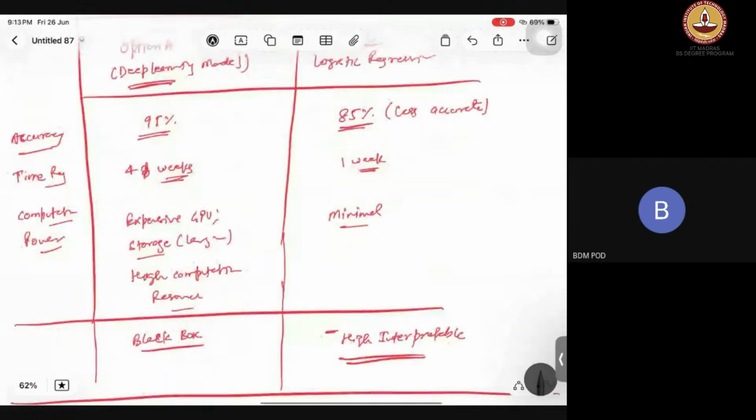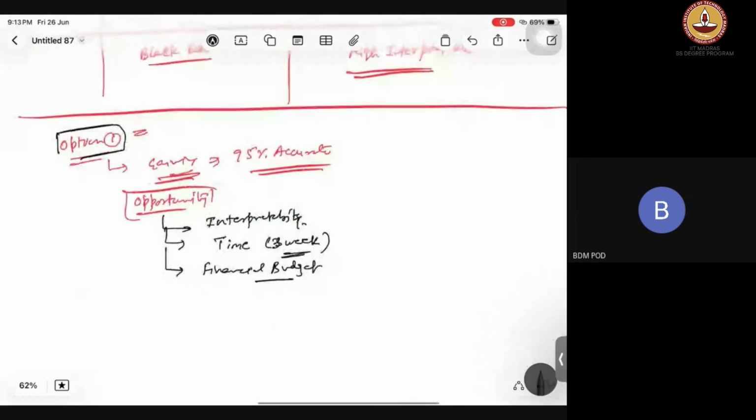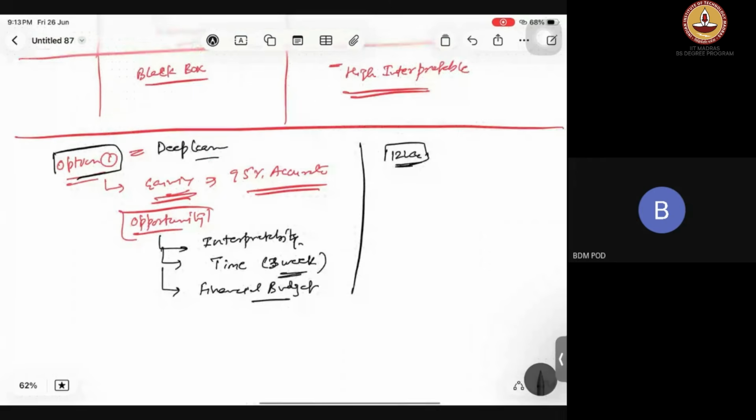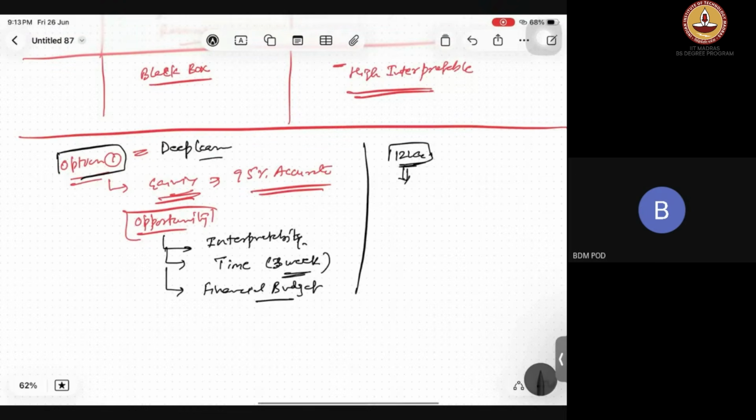Suppose the bank has given you an order and is paying you 12 lakh rupees for this project. If you opt for a deep learning model, then as I explained with the production function, the input cost of production itself is 10 lakh rupees, so you have only 2 lakh profit.